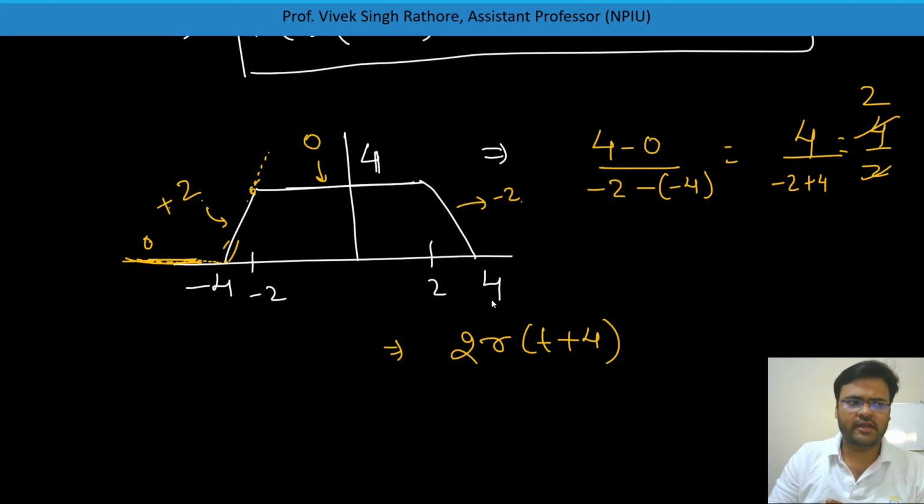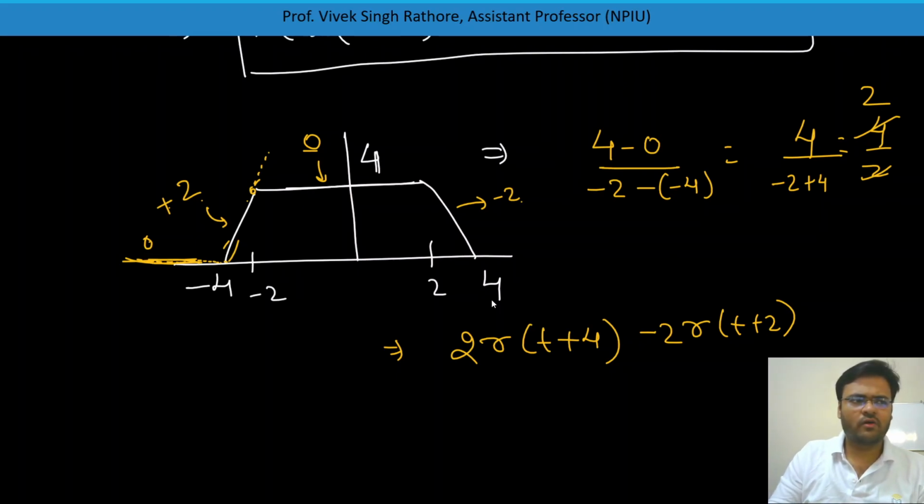There is a slope change. Now the slope is 0, and earlier the slope was 2, so there is a slope change. So we need to write r(t+2). How much slope change? 0 minus 2 is minus 2, so there is a minus 2 slope change at t equal to minus 2.